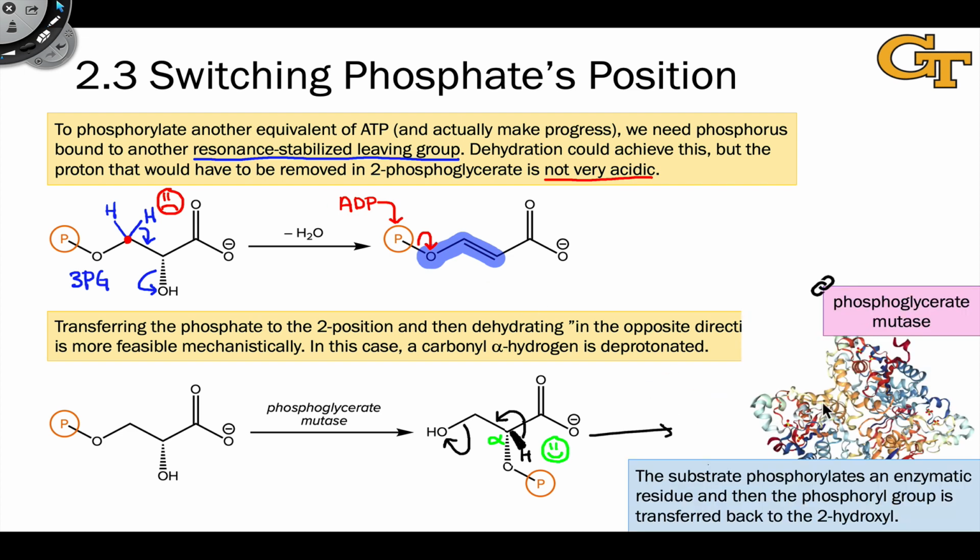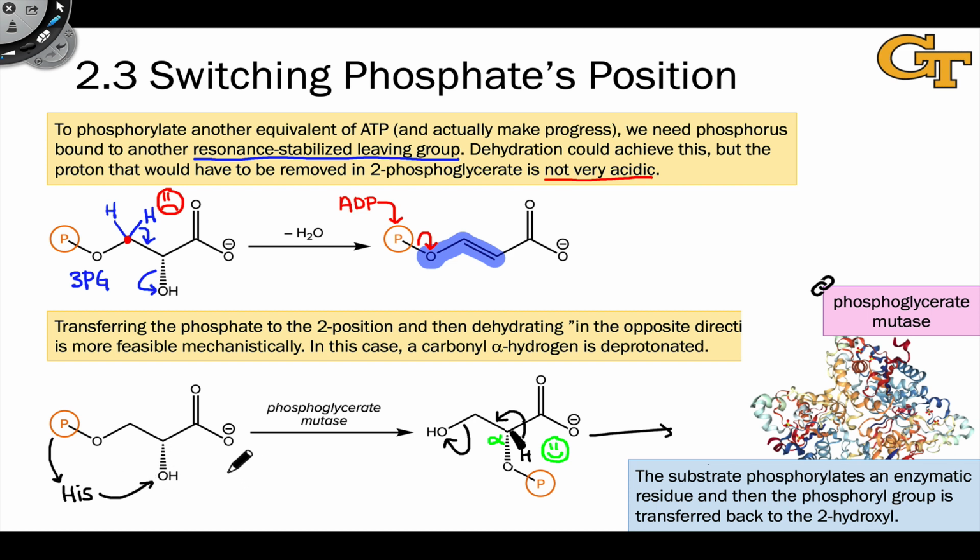Here's an image of the phosphoglycerate mutase enzyme, and I won't go into too many details on this, but the basic mechanism is that the substrate, 3-phosphoglycerate, first transfers its phosphoryl group to an enzymatic histidine residue to form a phosphohistidine intermediate, which is then intercepted by the 2-hydroxyl group.